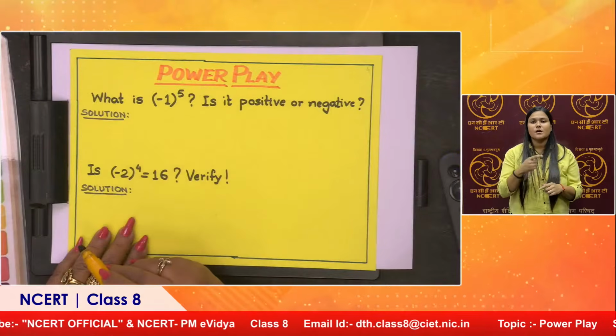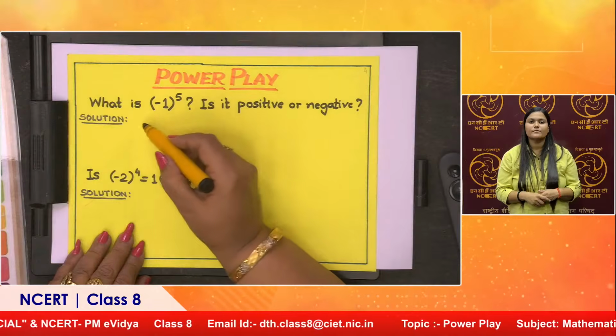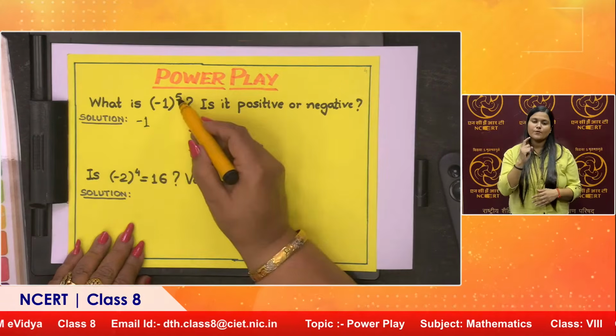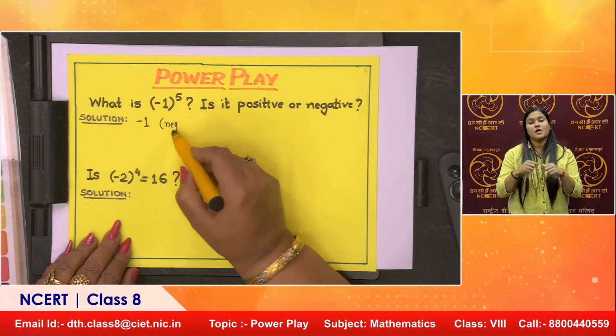Just a last message to our kids. What is minus 1 to the power 5? This is again a question from their textbook. Minus 1 raised to 5 will be minus 1. Am I correct? Yes, because 5 is an odd number. So, the answer will of course be negative.